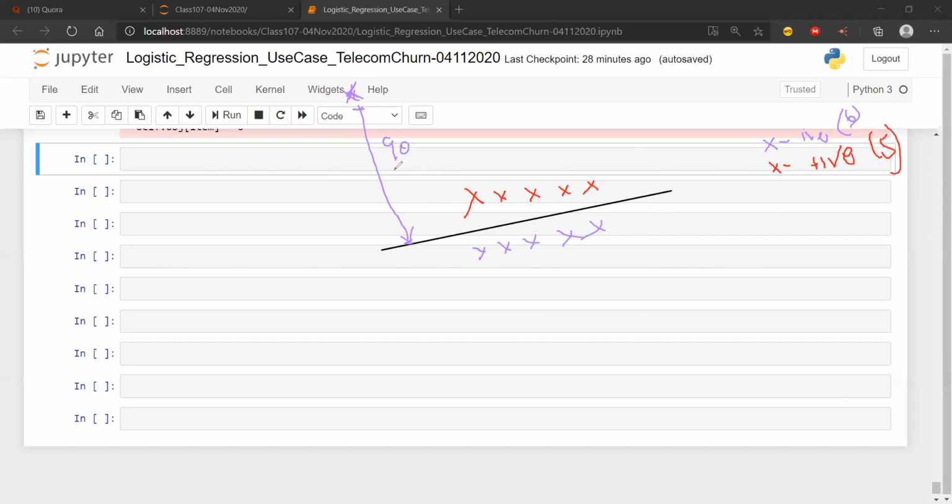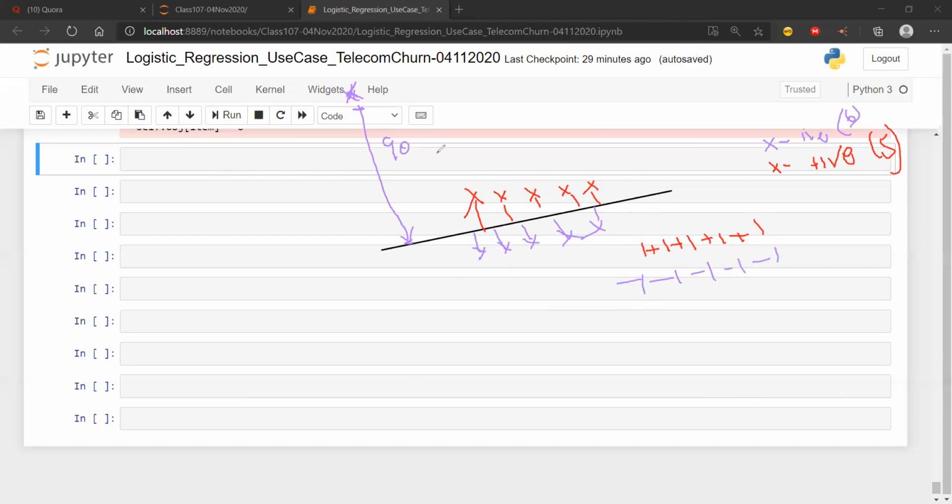So the total distance of all these points is 1 plus 1 plus 1 plus 1 plus 1. These 5 ones are for the positive points. I can remove this and take the actual color to draw the line, which will be easy. So 5 times 1, because these 5 points have a distance of 1 from the line. Then I have these 5 points which have negative 1 distance: minus 1, minus 1, minus 1, minus 1, minus 1.